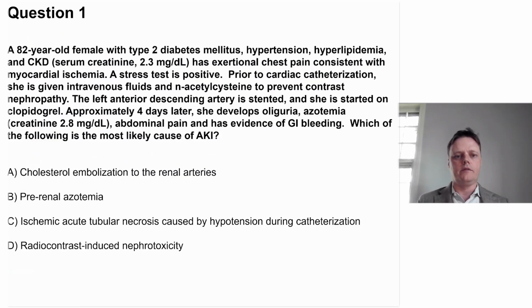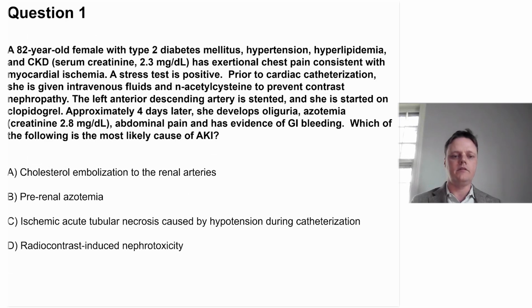An 82-year-old female with type 2 diabetes mellitus, hypertension, hyperlipidemia, and chronic kidney disease with a serum creatinine of 2.3 has exertional chest pain consistent with myocardial ischemia. Her stress test is positive. Prior to cardiac catheterization, she is given intravenous fluids and N-acetylcysteine to prevent contrast nephropathy. The left anterior descending artery is stented, and she is started on clopidogrel. Approximately 4 days later, she develops oliguria, azotemia with a creatinine of 2.8, abdominal pain, and evidence of GI bleeding. Which of the following is the most likely cause of the AKI?